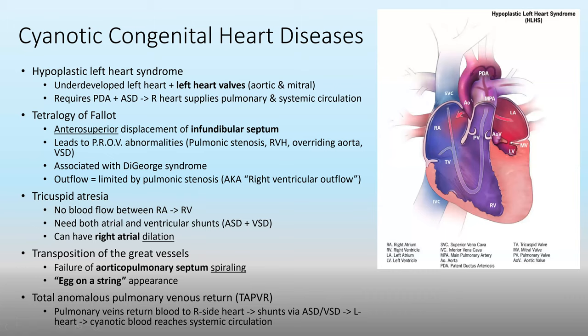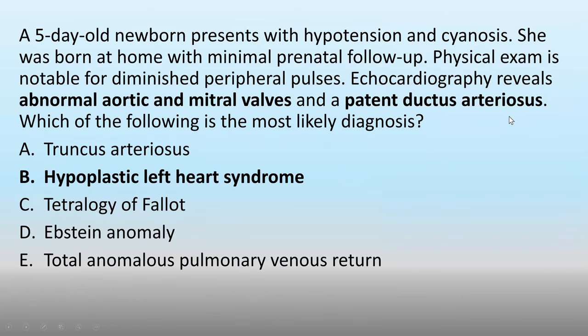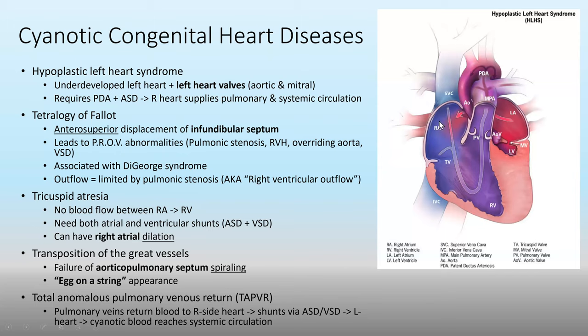And then total anomalous pulmonary venous return. Basically, instead of the pulmonary venous return coming to the left atrium, like normal, it comes to the right side. And so you also need shunts to make this happen. So just keep in mind that you need what are normally acyanotic shunts to keep a lot of these cyanotic heart conditions viable. And if you don't, you'll have an earlier and more severe presentation.